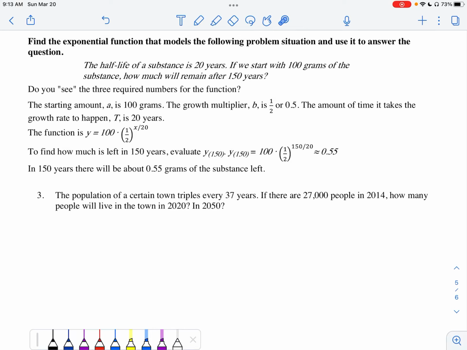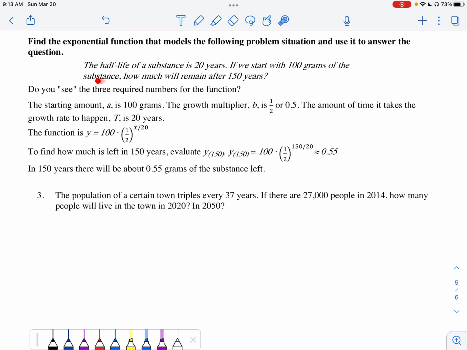All right, so the last thing we're going to do with these exponential models is look at an application problem in order to model this situation. It tells us the half-life of a substance is 20 years. If we start with 100 grams of the substance, how much will remain after 150 years?